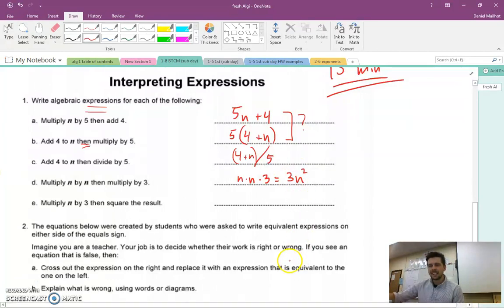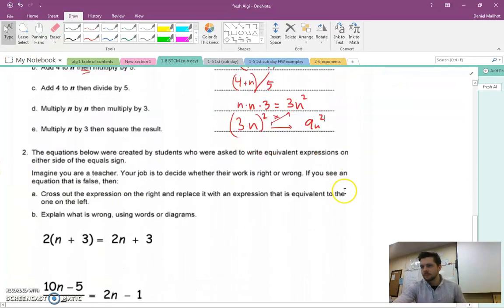Let's see. E says multiply n by 3 and then square the result. Ooh, this is different, right? Multiply n by 3 and then square that. That would not be the same. These are not equivalent. This one would actually be 9n squared. All right, let's keep going.